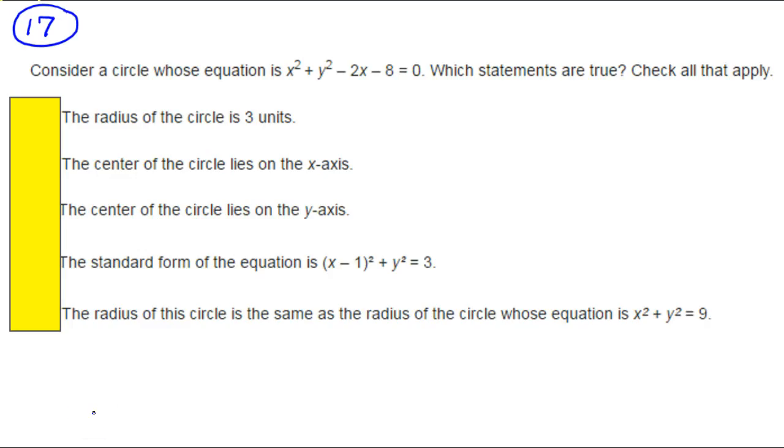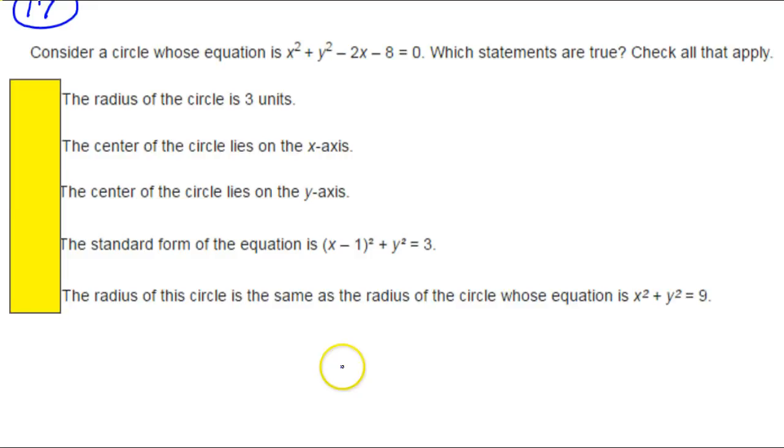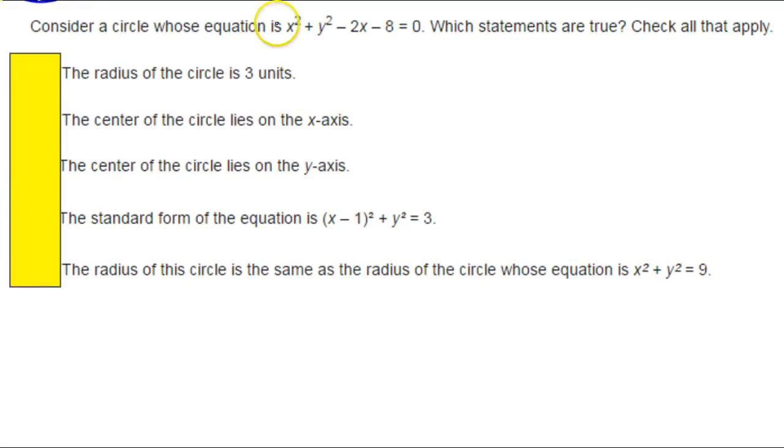All right, consider a circle whose equation is given. Which statements are true? Check all that apply. Now they're talking about the radius and the center and such. So what we need to do is rewrite the equation of this circle into standard form. And the way we're going to do that is by completing the square twice.